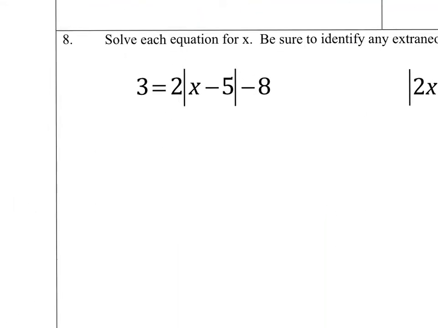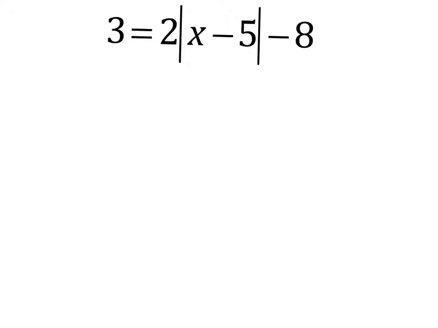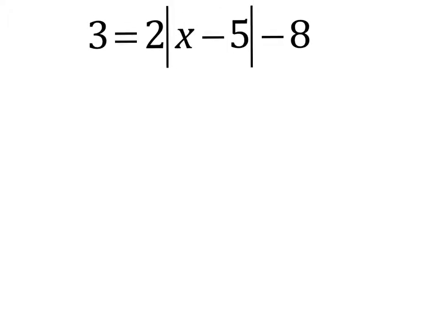Number 8, parts A and B, we've got some solving absolute value equations. First things first, let us get my absolute value part by itself. This is an awesome strategy to use for most of the things we're going to be looking at this year. If you can get the weird part by itself, that's going to make the rest of your life a little bit easier. So plus 8.